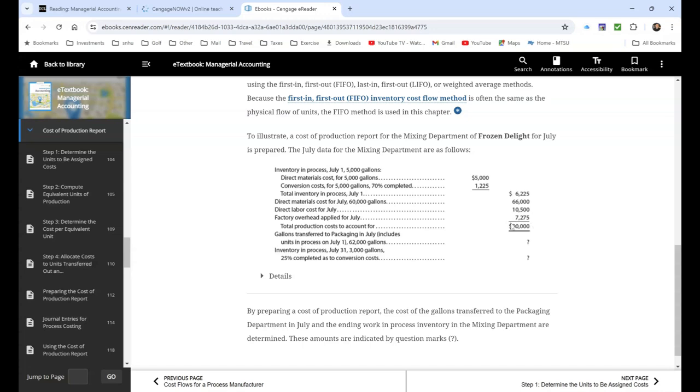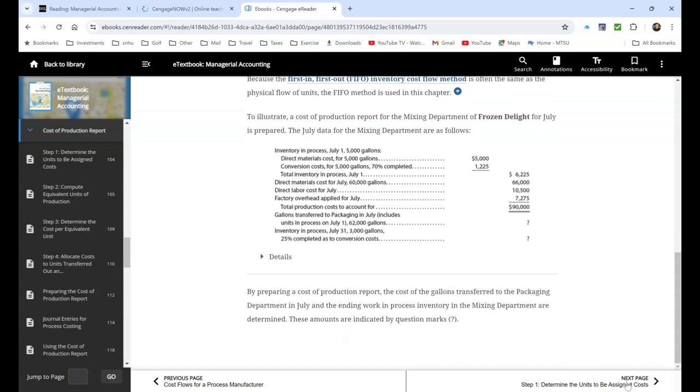So we had 72.75 in overhead for that month, and we're going to allocate that based again on equivalent units. So the total production parts that we have to account for are 90,000. Beginning inventory, direct materials that we've added, direct labor, and then the allocated overhead.